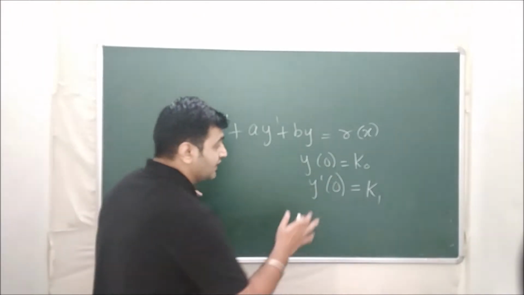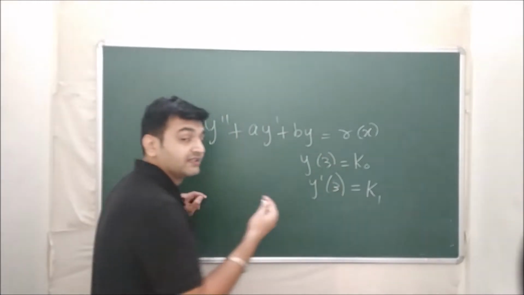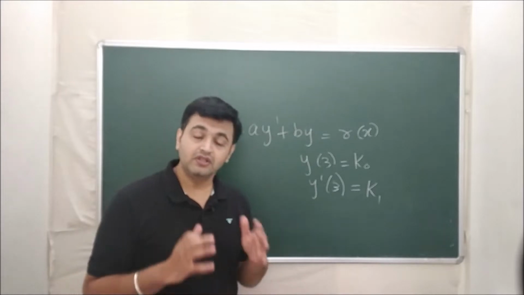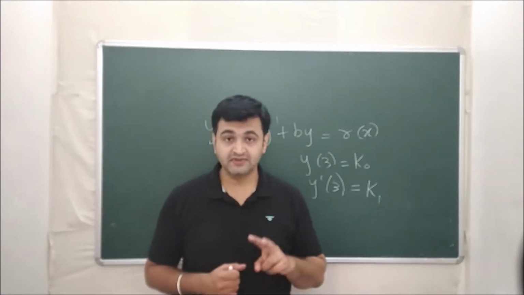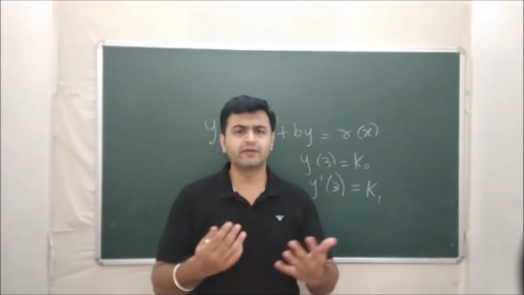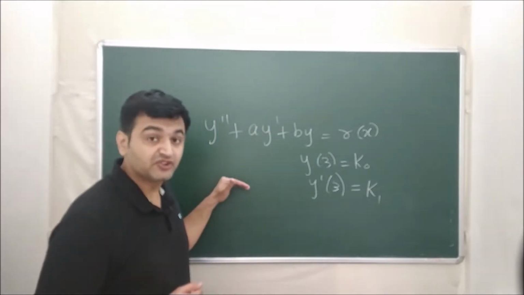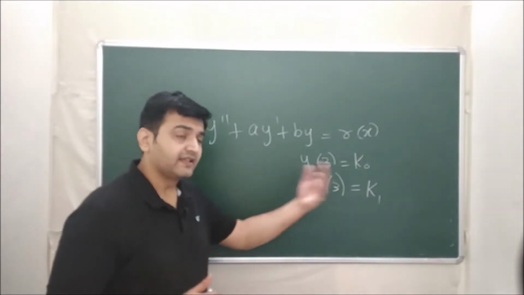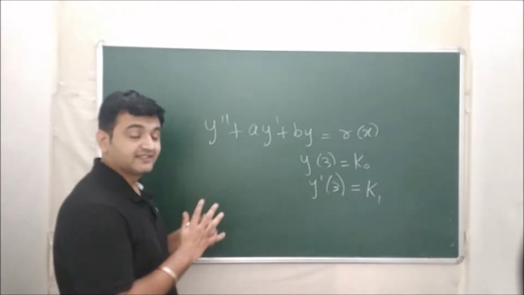Now the question is, suppose the initial conditions are not given at 0, suppose they are given at some non-zero point, say at 3. Then how will you solve such initial value problems? I am going to take two problems, and for both I will tell you a different method. It will be up to you which one to use. Let's first see an example of a first order initial value problem, and the second example I will take for a second order initial value problem. So let's see one by one.